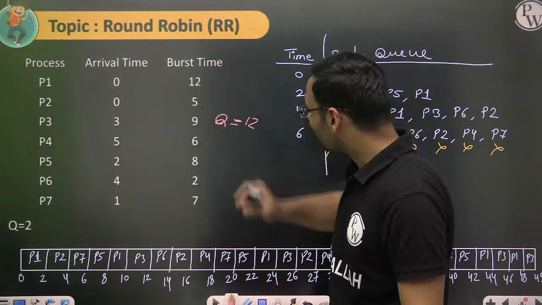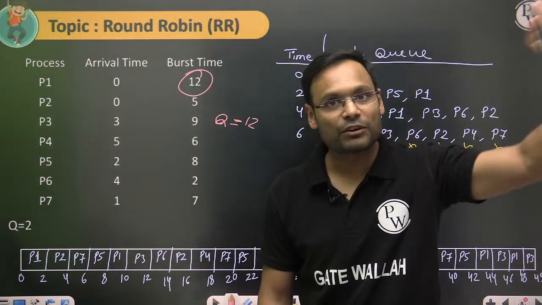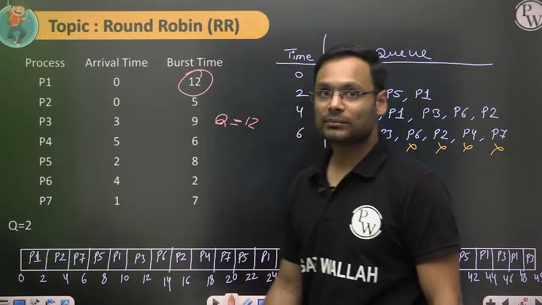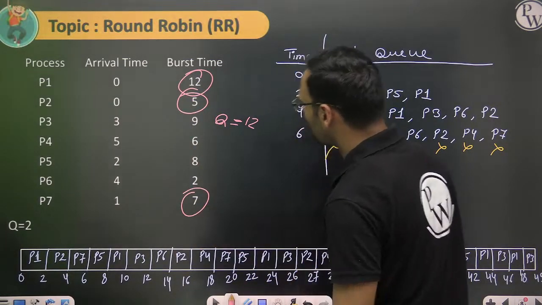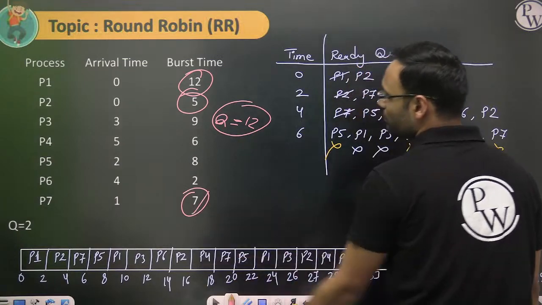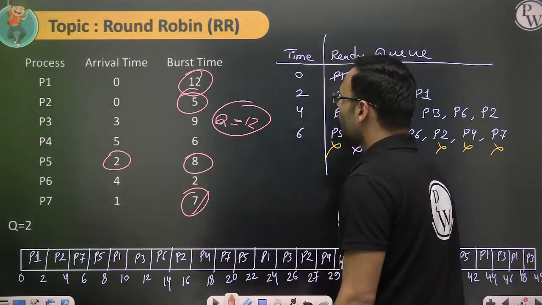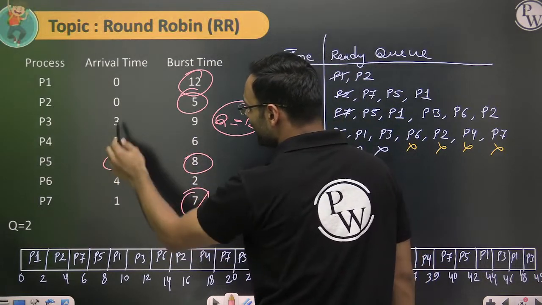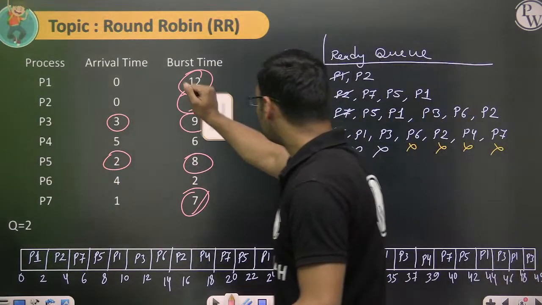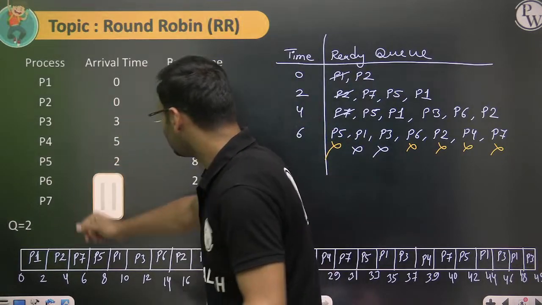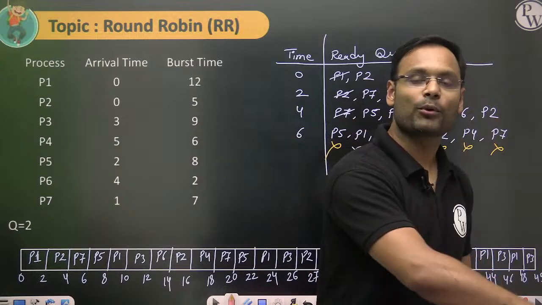If in this question quantum is 12, P1 comes first. In 12 quantum, P1 completes in a single quantum. Then P2 comes, completed. Then by arrival time, P7 comes. In 12 quantum, P7 also completed. Then the next arrival, 8, quantum 12, completed. Then the next process, quantum 12, completed. What I am telling you here is that each process will run on the CPU only one time, no preemption, and the process completes.